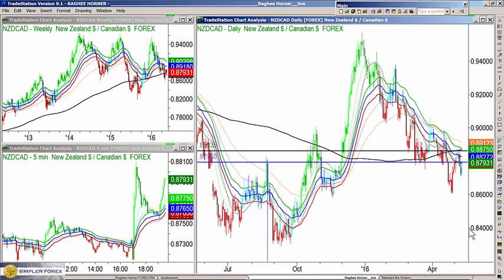But the only thing that we would be interested in doing would be fading the 8,800 level on any kind of strength. This would be essentially a very ugly swing short with a stop loss on the other side of the 200 period simple moving average. So that's the sum total of the New Zealand dollar.